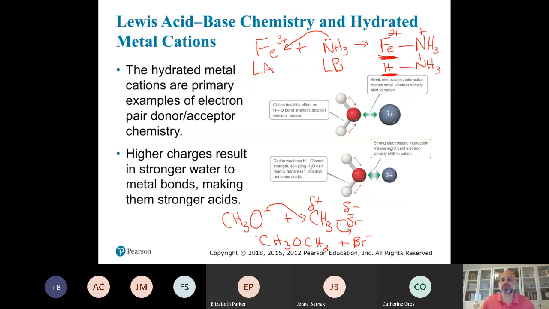So all of chemistry, most of chemistry consists of this positive-negative interaction that exists between molecules.